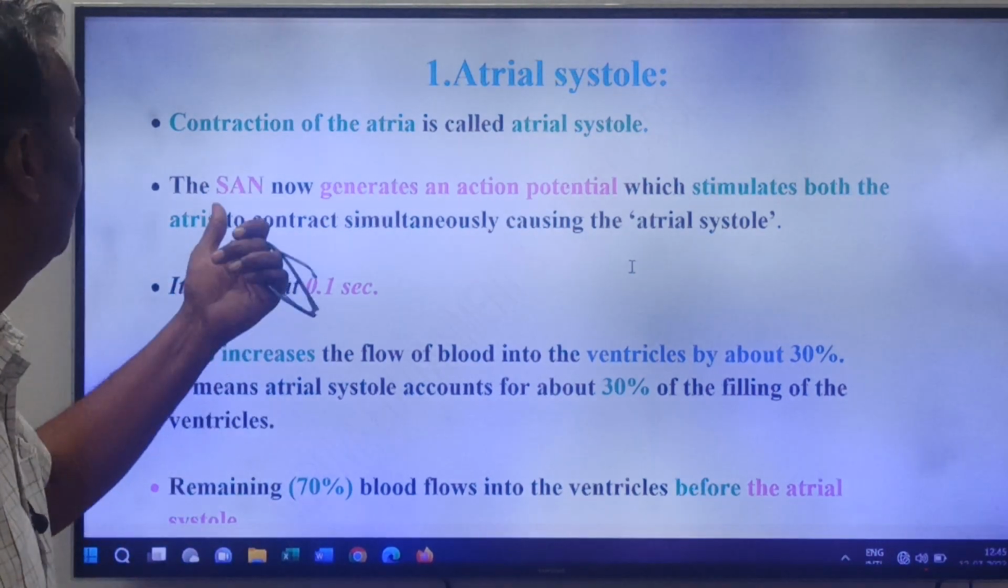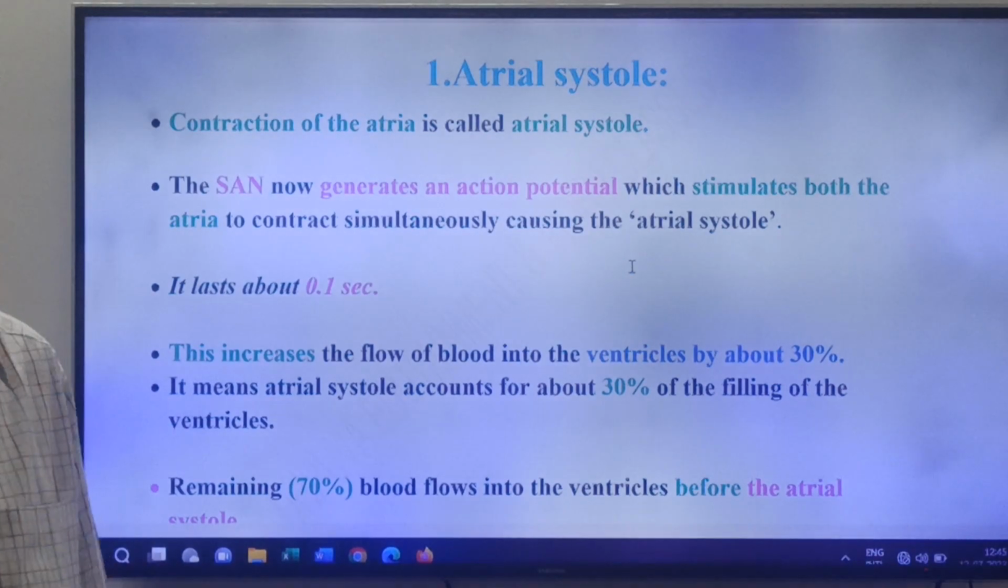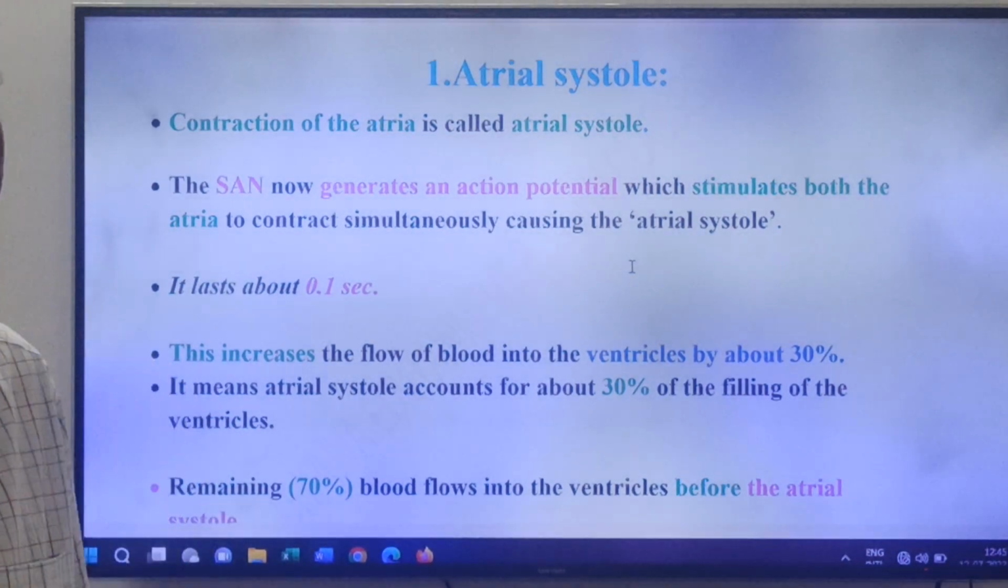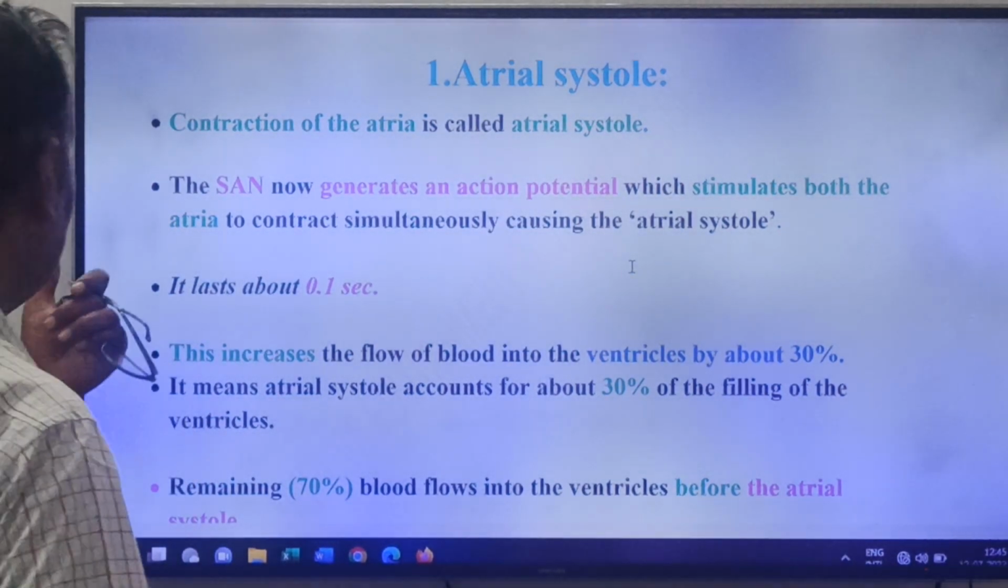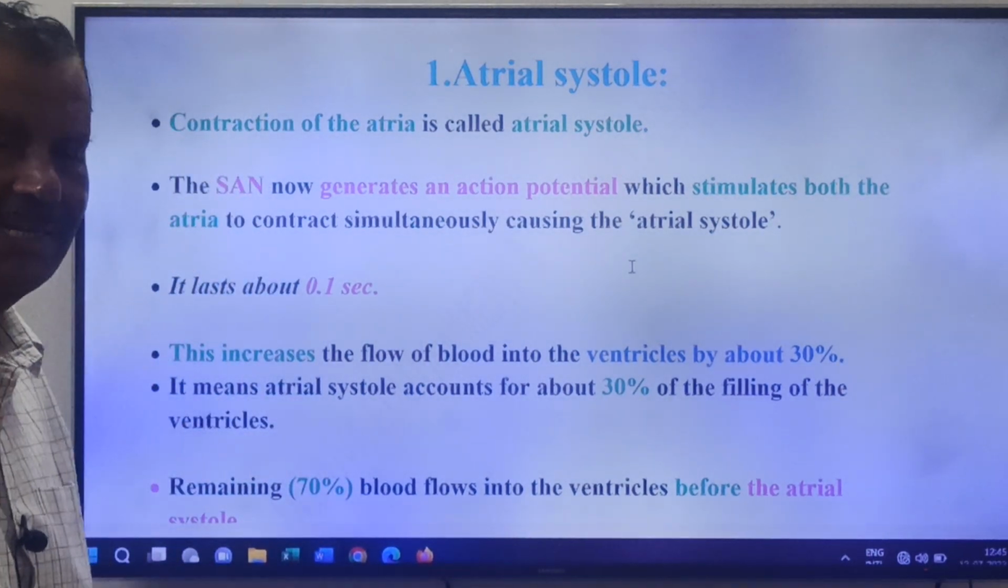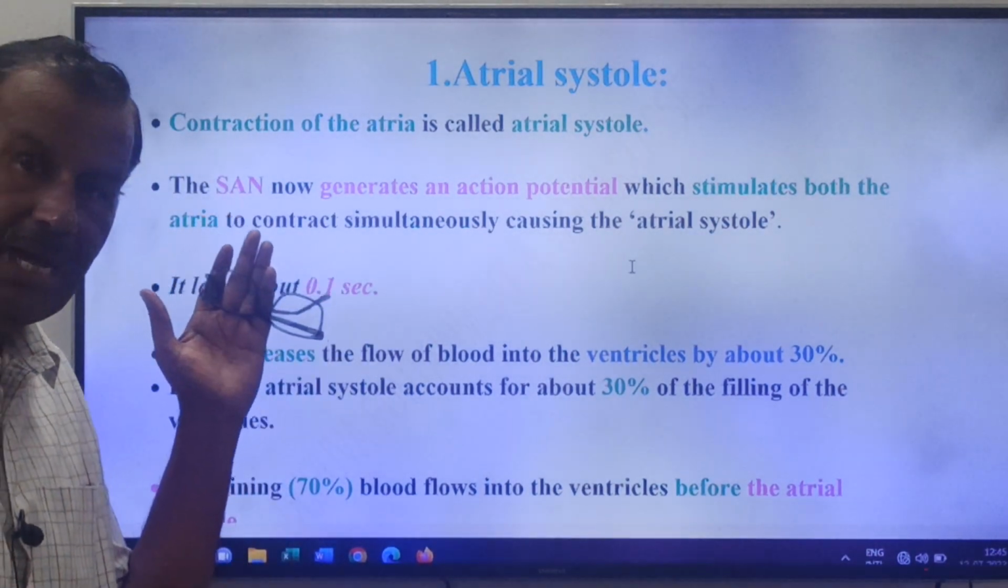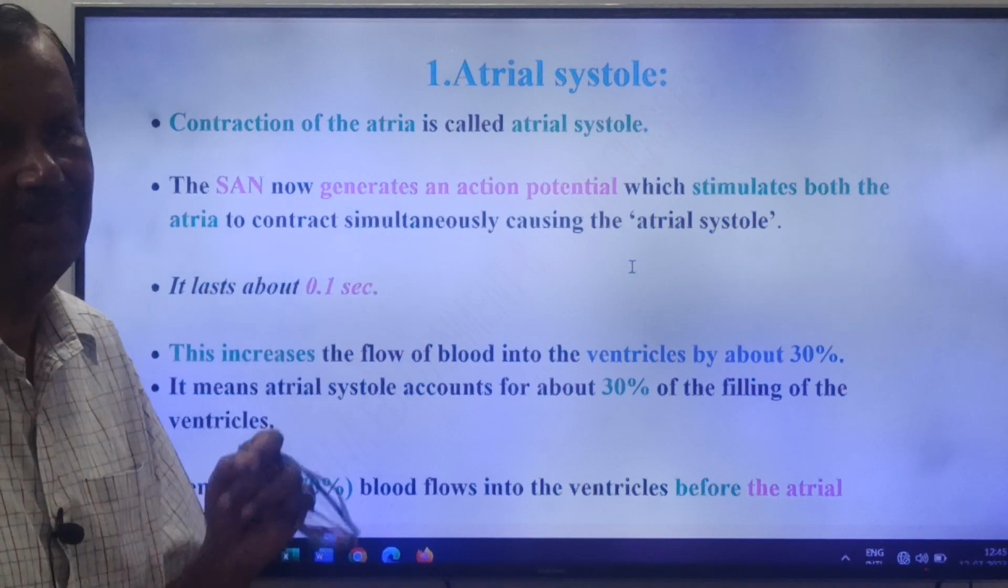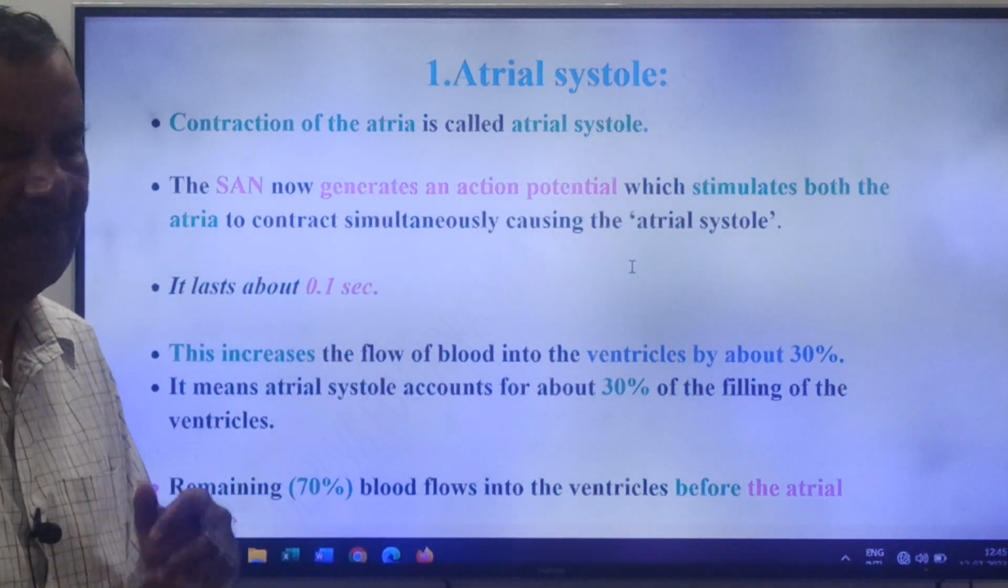Now come to SAN, friends. What is SAN? Sinoatrial node. The sinoatrial node acts as a pacemaker. The sinoatrial node is present in the right atrium, on the upper side or top side of the right atrium, friends.